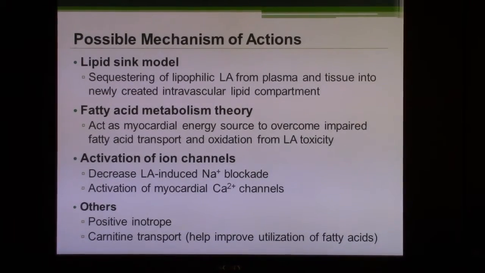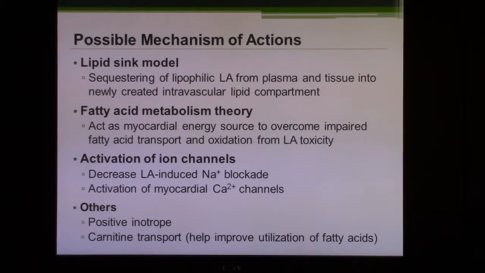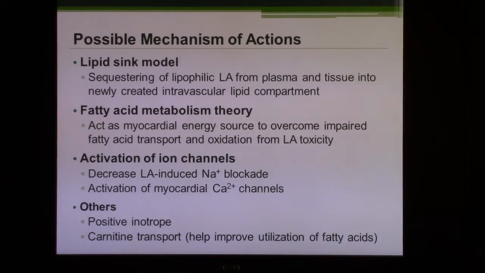Another proposed mechanism of action is the fatty acid metabolism theory. This is proposed because the anesthetics may block the transportation and oxidation of fatty acids, which is the preferred substrate for generating ATP in the heart. And so by providing this source of energy, this can overcome that impairment.